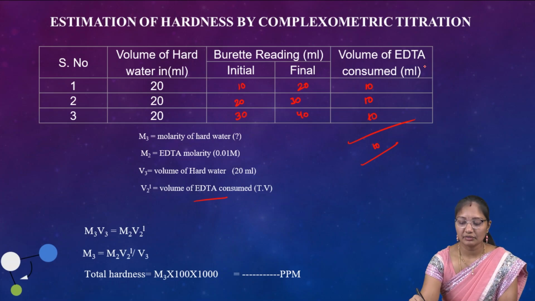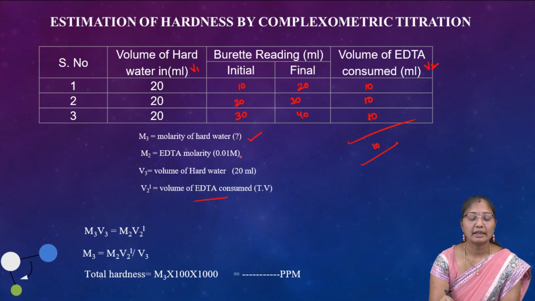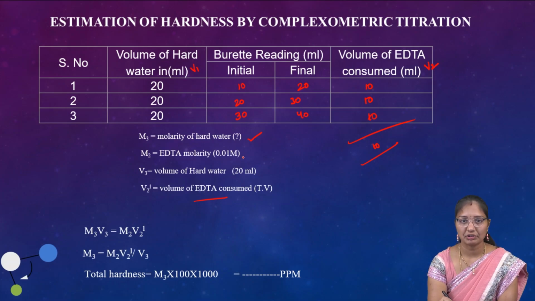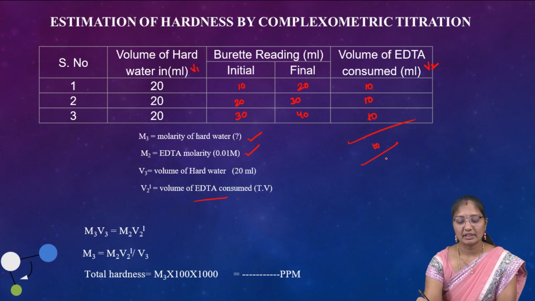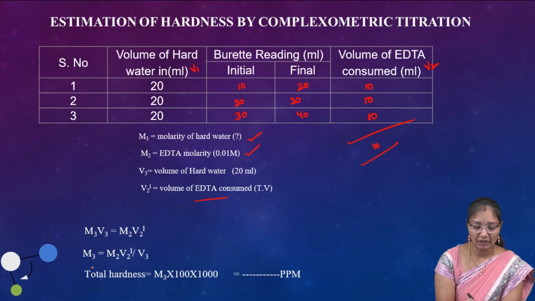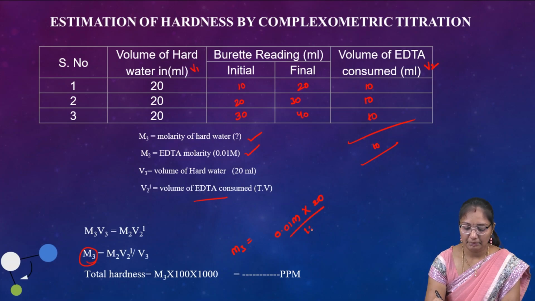The volume of this is V2 and this is V1. We are going to find the molarity of hard water now, and the EDTA molarity we know by standardization with magnesium sulfate, it is 0.01 M. The volume of hard water we are taking is 20 ml. We know V1 and the average is 10. So the calculation is simple. We are going to find out M3, the hard water molarity. M2 is the EDTA molarity, 0.01 M. M3 equals 0.01 M into 20 ml divided by 10.